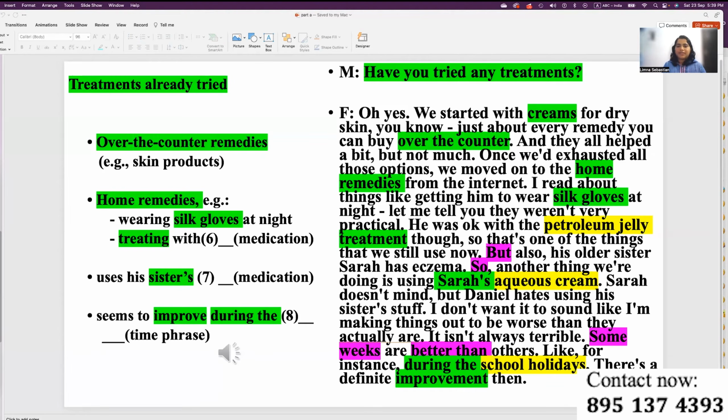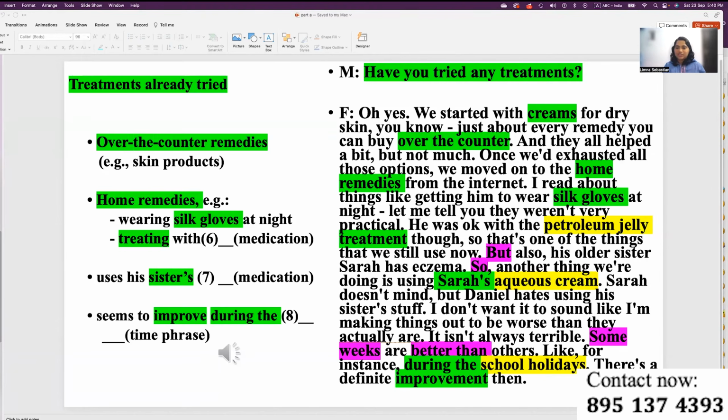Here the pediatrician asks, have you tried any treatments? Then the mother says, oh yes, we started with creams for dry skin, just about every remedy you can buy over the counter. So over the counter is one key point. Again, she will tell some home remedies. She continues, once we had exhausted all those options, we moved on to the home remedies from the internet. I read about things like getting him to wear silk gloves at night. So silk gloves is important, because our answer comes after that.